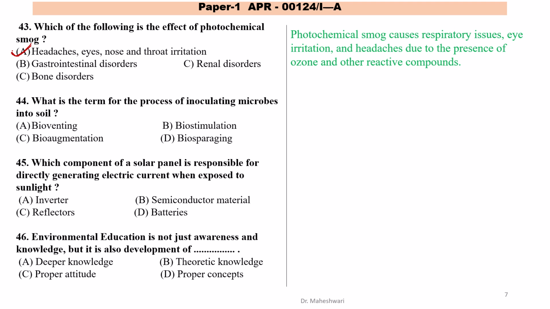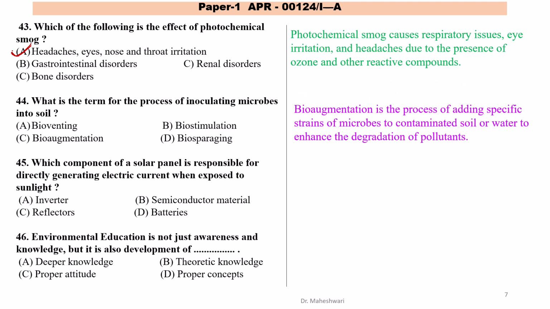Then next one is, what is the term for the process of inoculating the microbes into soil? So what is the process by which we can inoculate the microbes? The option here is C. Bioaugmentation is the process of adding specific strains of microbes to the contaminated soil or water to enhance the degradation of pollutants. To minimize the pollution or degrade the pollutants, the microbiologists add the microbes in the contaminated soil or water.